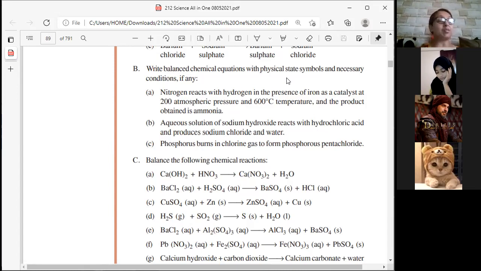Nitrogen reacts with hydrogen. Now, how do I write that? Nitrogen reacts with hydrogen in the presence of an iron catalyst at 200 atmospheric pressure and 600 degree temperature, and the product obtained is ammonia. How do I write this?